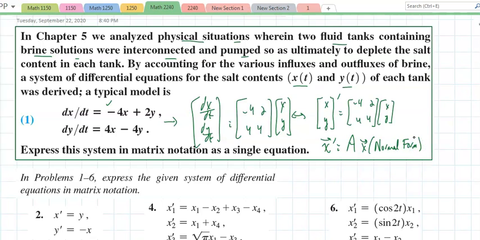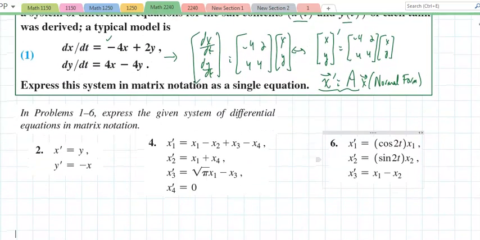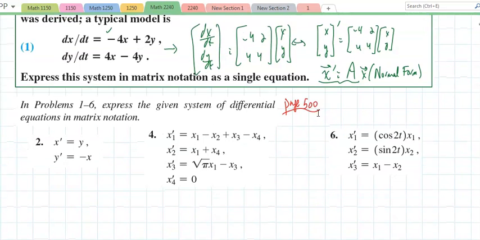A normal form is when you could write a system of equations in terms of derivatives as a matrix equation. And we're going to start by just doing that in the beginning. For now, we're looking at this, okay, number 1 through 6, and this is on page, I believe, page 500. It says, express the given system of differential equations in matrix notation.